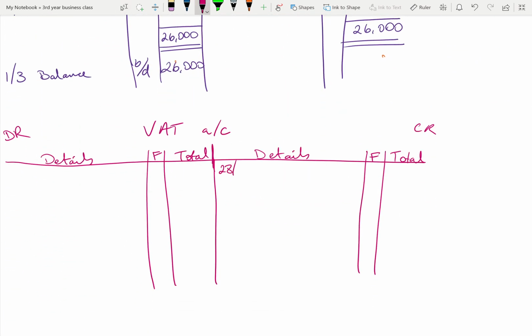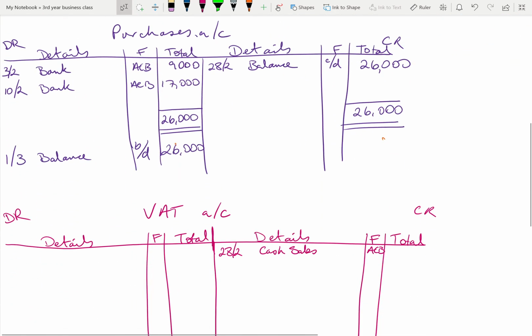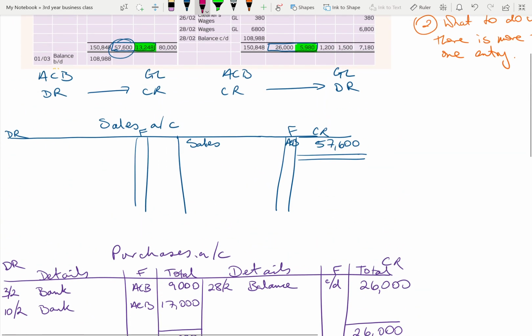So it's the end of the month, it's the 28th of February, and it's cash sales, and it's coming from the analyzed cash book. And let's double check our figure one more time. It's 13248 because I have it highlighted in green. 13248. That's perfect. So we've done our sales VAT.